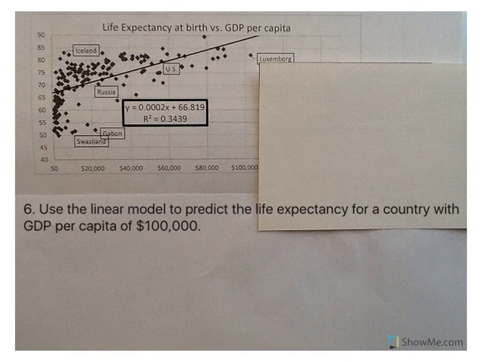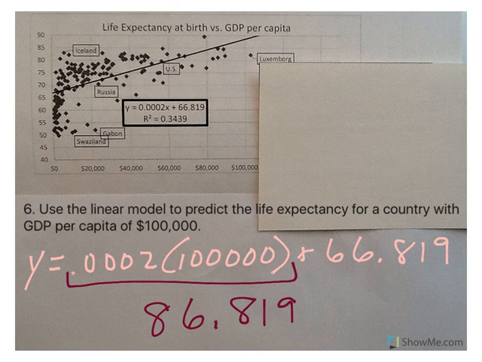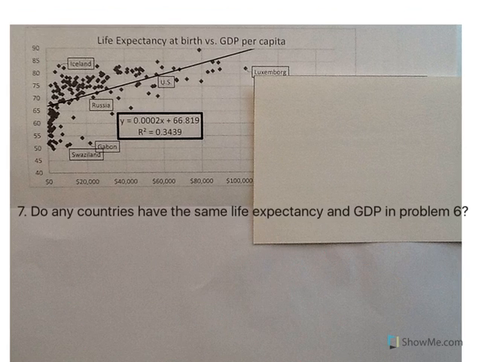Let's use the linear model, the actual equation that they give you, to predict the life expectancy for a country with a GDP per capita of 100,000. You will see GDP per capita here is the X value. So Y equals 0.0002. I want to plug in 100,000. And then I'm going to add 66.819. So first I multiply, then I add, and I end up with 86.819. So if you have a GDP per capita of 100,000, you should have a life expectancy of approximately 86.